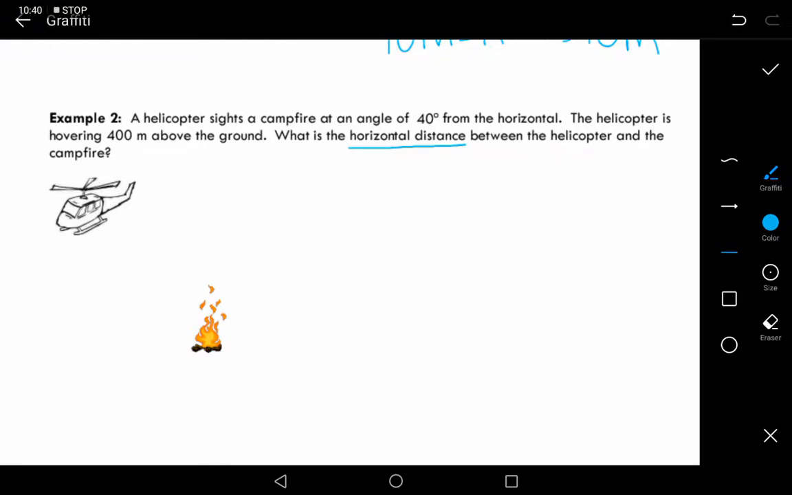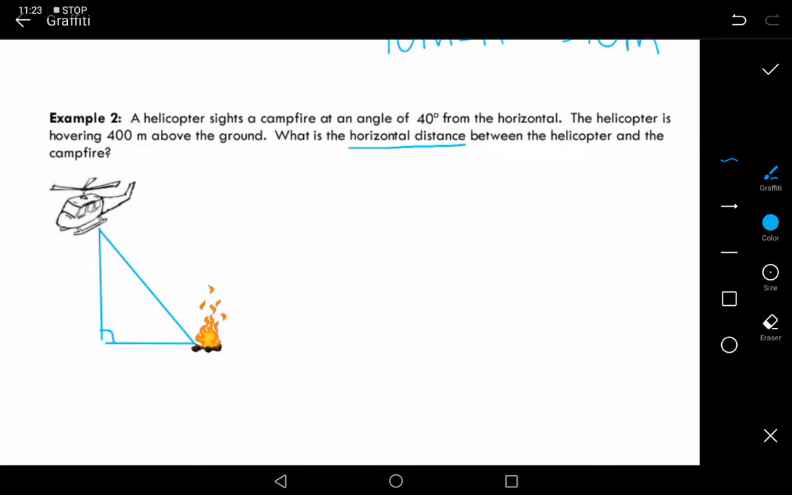Obviously what we're trying to find is the distance from this helicopter to the fire, so that has to be the first line segment we make. It says a campfire at an angle of 40 degrees from the horizontal. The helicopter is 400 meters above the ground, so we know that the height of the helicopter is going to make this line here. And of course, this is a triangle, so we just need to fill in that last side. This isn't perfect, but you get the idea. This is obviously our right angle with the ground.